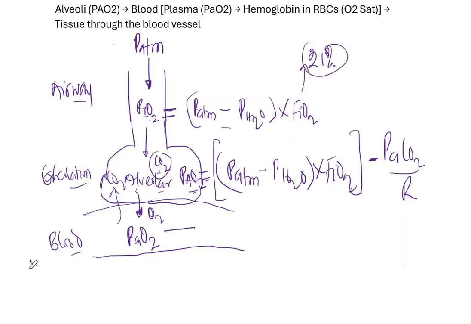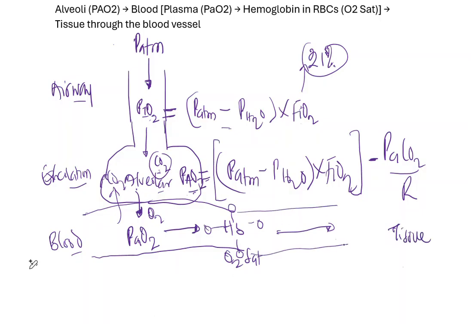And then from there, it's going to go on the hemoglobin. It's going to bind to the hemoglobin, and that's going to be our oxygen saturation. So oxygen will be bound to the hemoglobin. And then from there, it's going to go to the what? To the level of the tissue. So from there, it's going to go to the tissue.